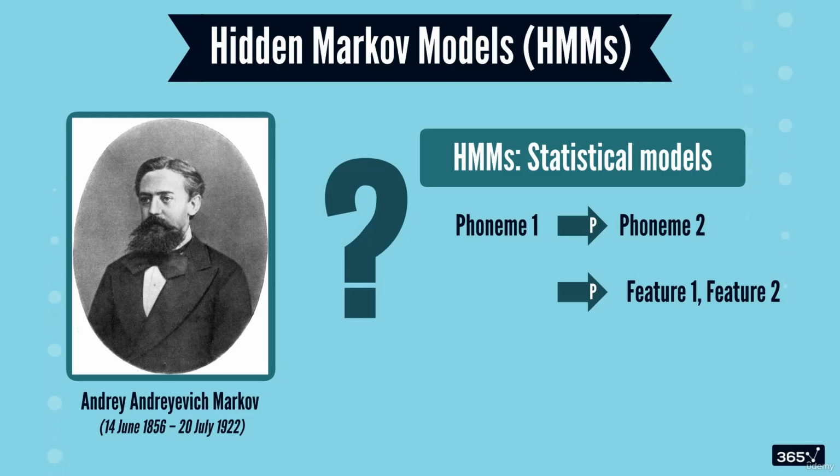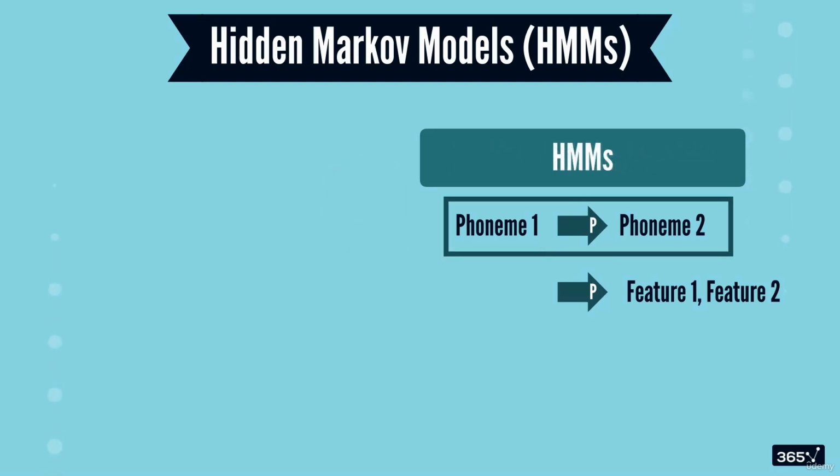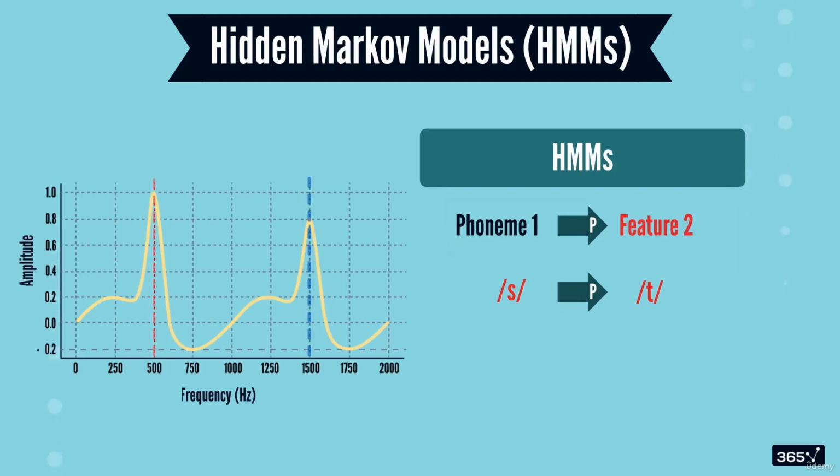Well, the transition probabilities of one phoneme to another are derived from analyzing a large set of labeled phoneme sequences. The model counts how often one phoneme follows another in the dataset. For example, if s is often followed by t in the data, the model assigns a higher probability to this transition. At the same time, HMMs estimate the likelihood of certain observable features occurring given a phoneme. For instance, the model learns the probability of specific frequency patterns, such as a peak around 500 Hz and another around 1500 Hz, occurring when a phoneme like a is spoken.